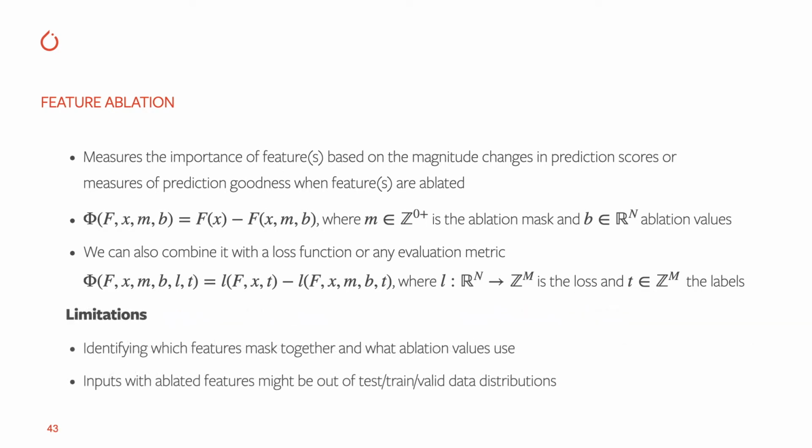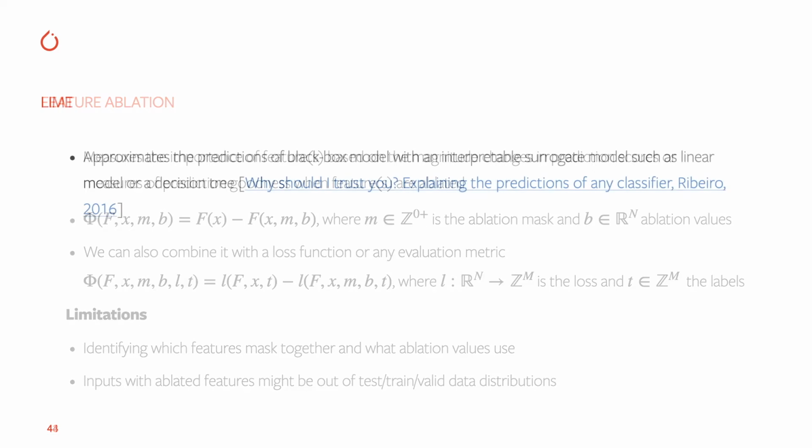Some of the limitations of feature ablation are identifying which features to ablate together and what ablation values to use. Besides that, the ablated features might be out of the test, train, or validation data distributions, and this could lead to model predictions that have high uncertainty scores. If we have to ablate many features in a sequence, then this can also be computationally expensive, so this is another limitation that we need to take into consideration.